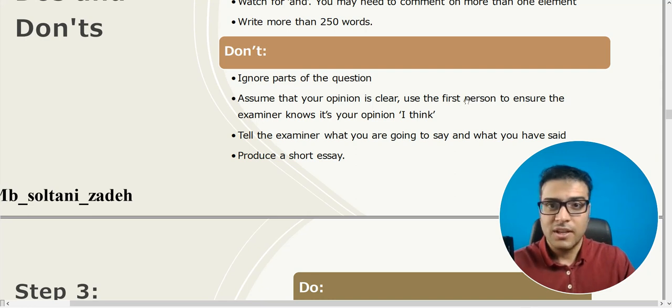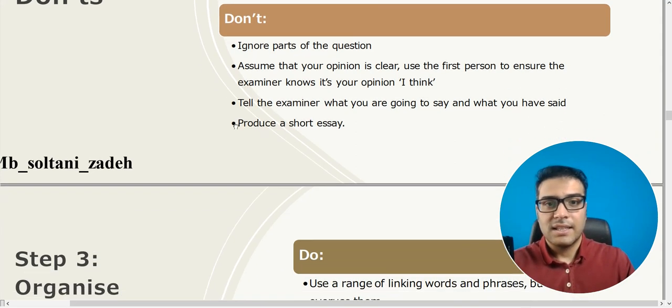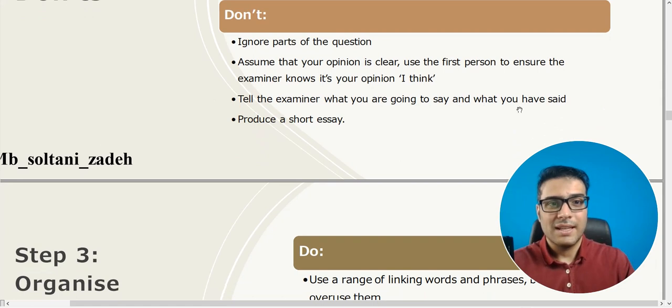It's going to just limit you to a band 6 or even 5. Assume that your opinion is clear. Use the first person to ensure the examiner knows it's your opinion, I think. So try to justify what you write, okay? Don't just take it for granted that we can understand. Tell the examiner what you're going to say and say what you have said.